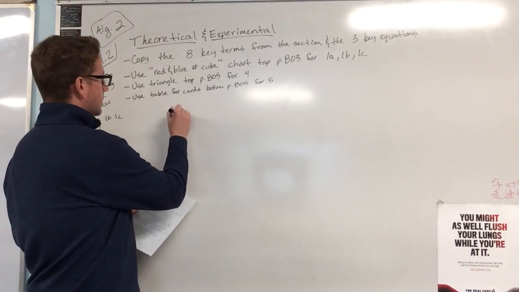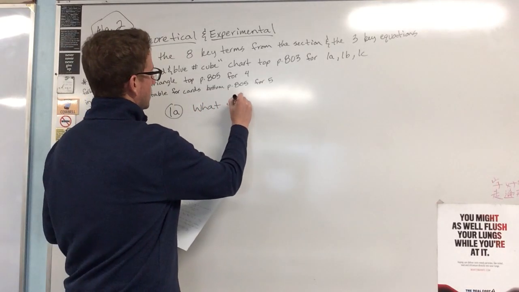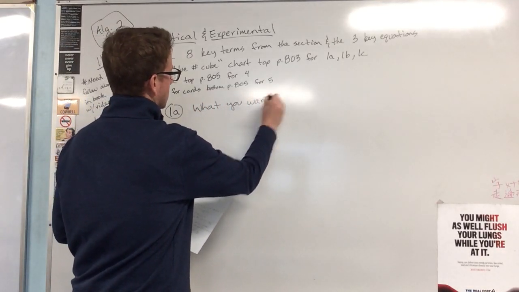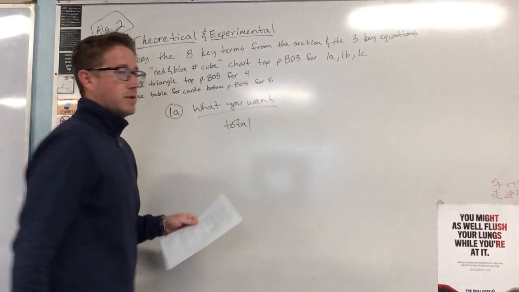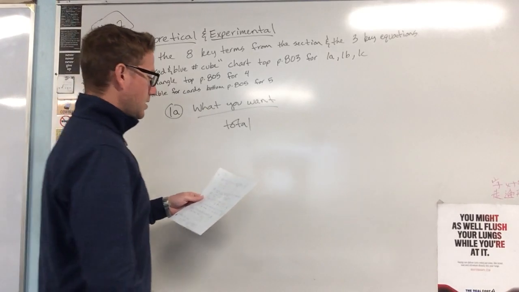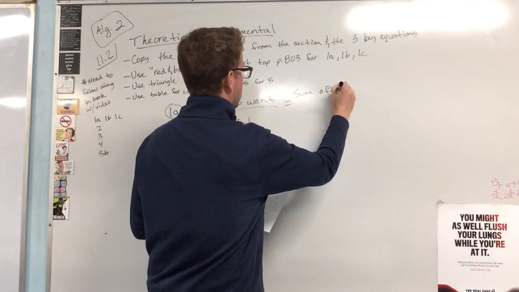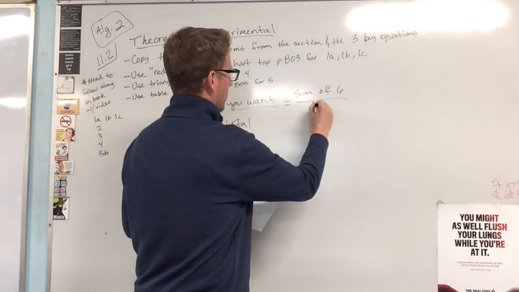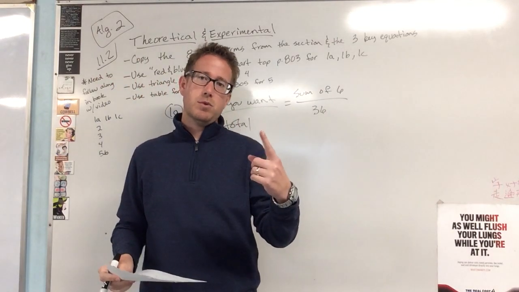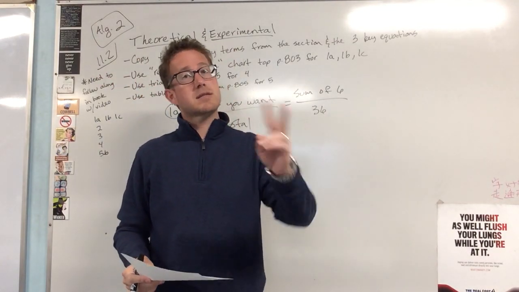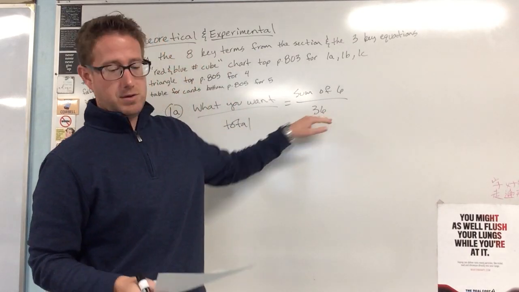So basically what we're looking at is what you want divided by the total number of possibilities. What we want here is a sum of 6 over 36 total possibilities. Imagine you have one number cube, there's always 6 sides. You have a second number cube, 6 sides. 6 times 6, there's our 36.